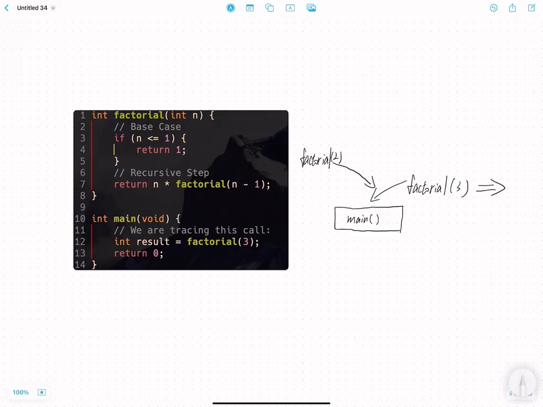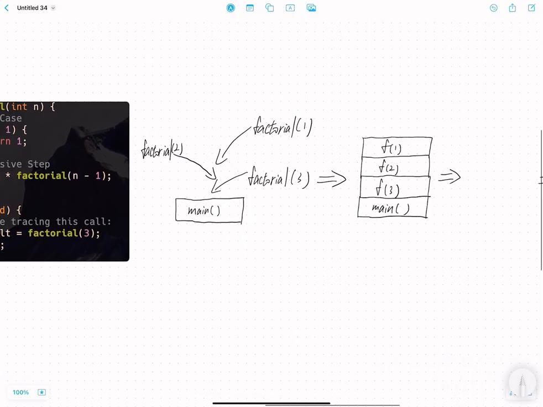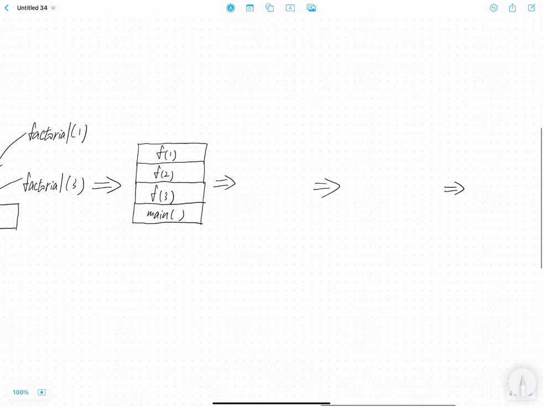But factorial 2 needs factorial 1, so we push factorial 1 onto the very top. This is our base case, and our stack is looking like this. Now the stack unwinds. Factorial 1 returns 1 and its work is done and it's popped off.